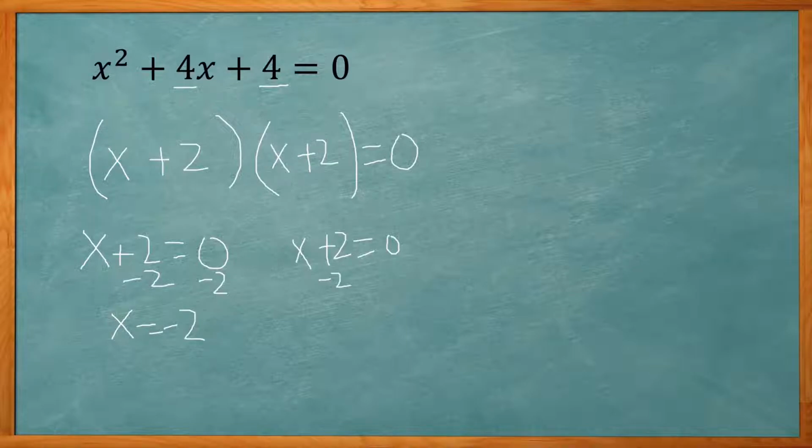Over here, do the same thing, and you also get x is equal to negative 2. So your answer is negative 2. An x value of negative 2 will make this equation equal to 0.